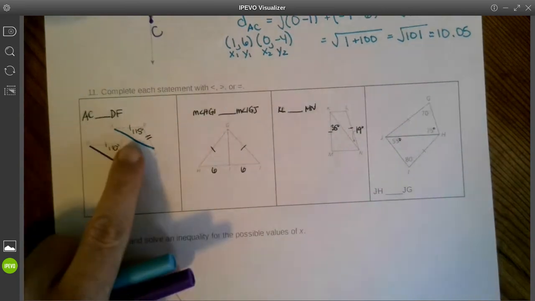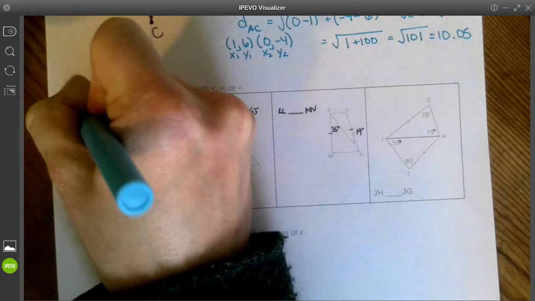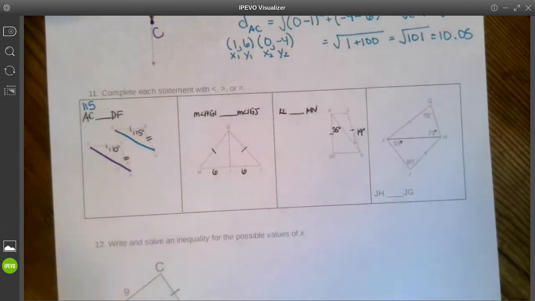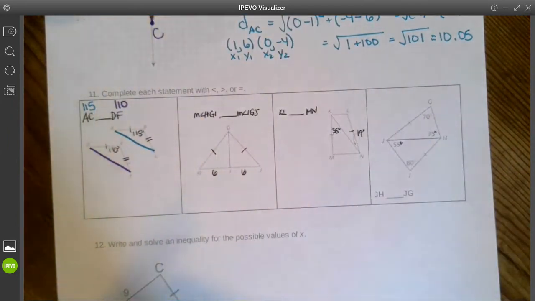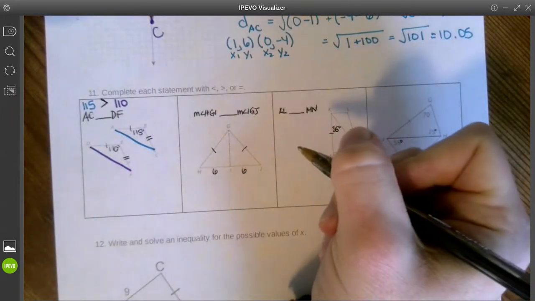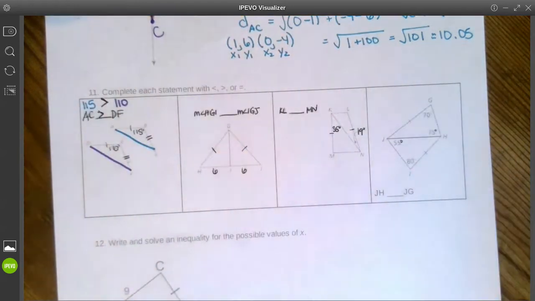So AC is across from the 115 degree angle. And DF is across from the 110 degree angle. Well, 115 is greater than 110, so that must mean the length of AC, whatever it happens to be, is greater than the length of DF.